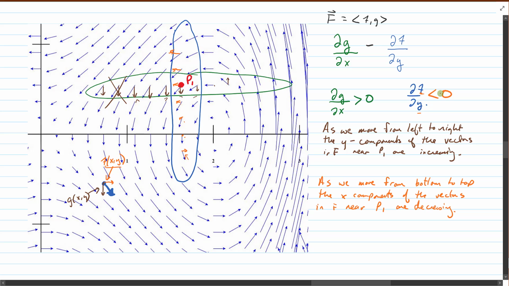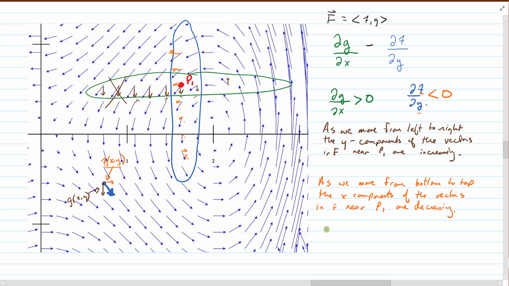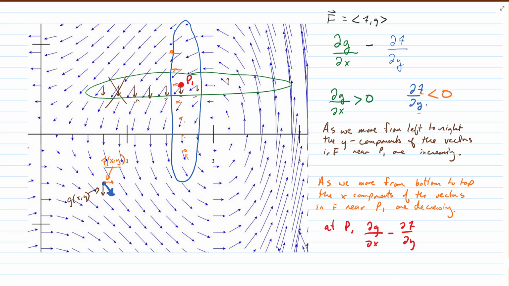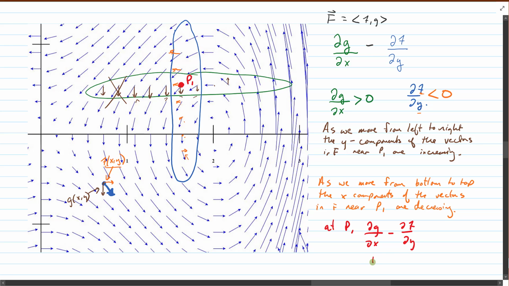So when we do this curl calculation at P1, when we do the calculation partial g partial x minus partial f partial y, what do we find? Well, we said that this component right here was positive. We said that this component right here was negative, and a positive minus a negative is certainly going to be positive. There's no ambiguity there. So we could say that the curl there is positive.